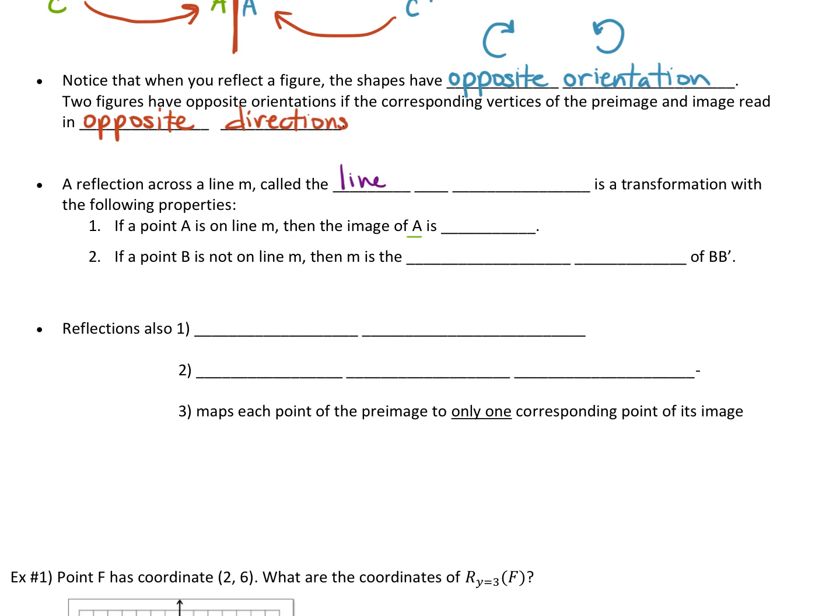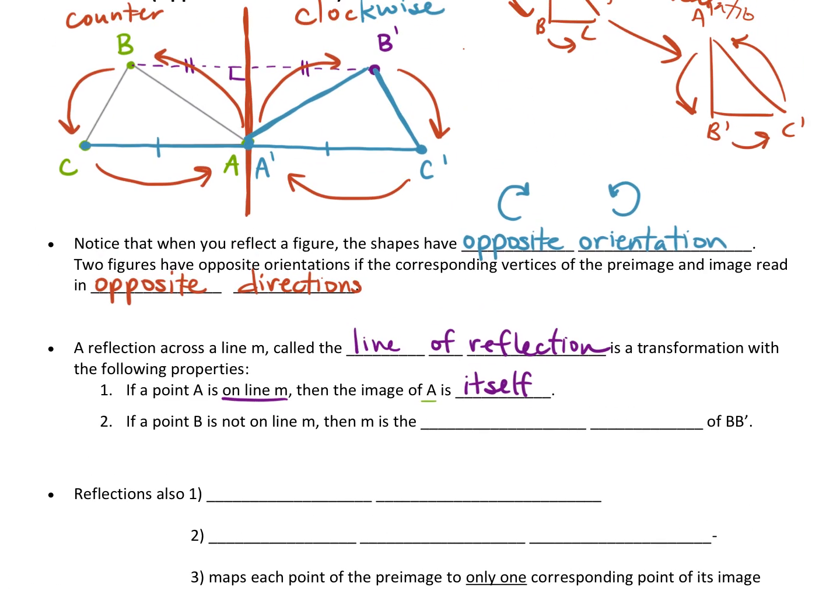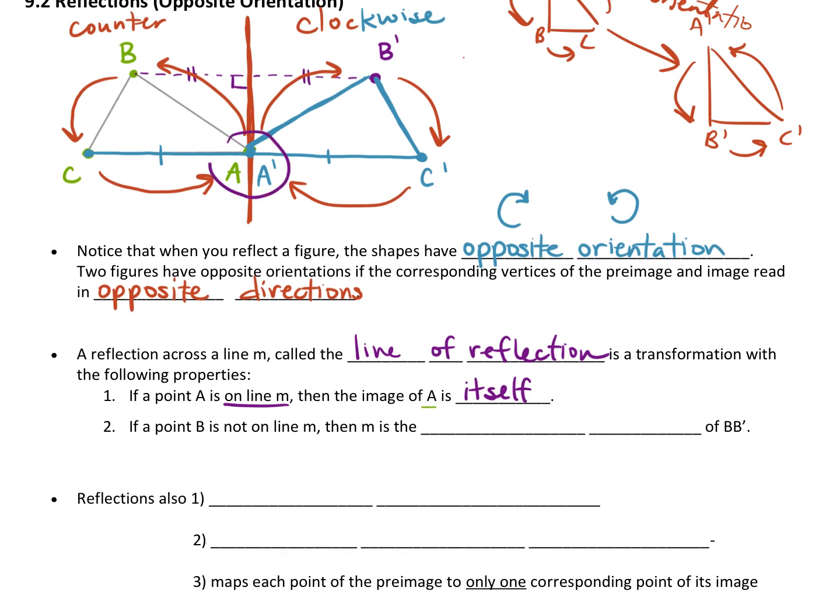The line of reflection is the line that you flip over, okay? And it says if a point A is on the line of reflection, then the image of A is itself, right? That's what Forrest told us up here. So if A is on the line, A prime is the same point. It is itself.